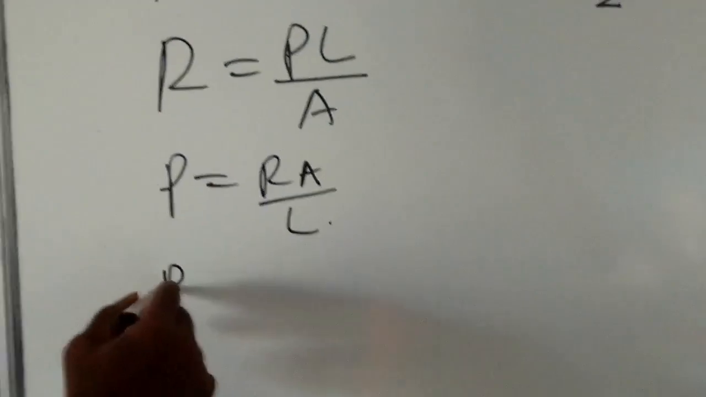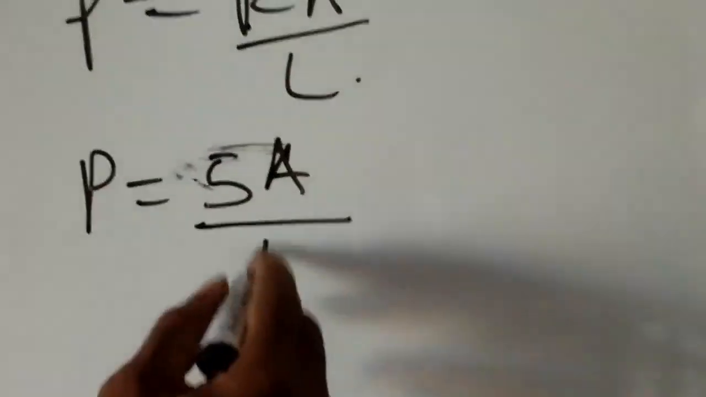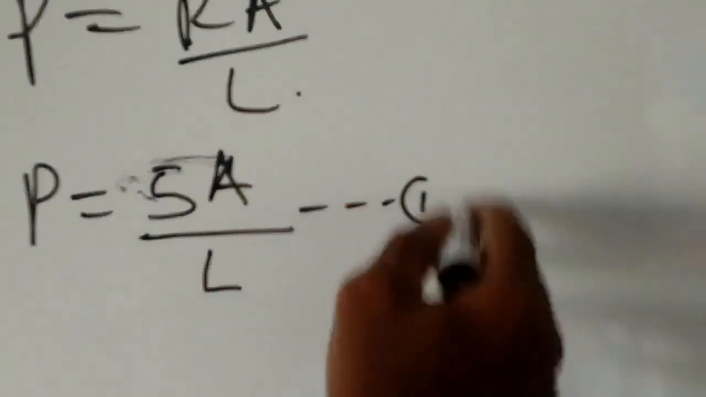Rho, or as I want to call it P, equals the value of our resistance in this first condition, which is 5. Our area is taken as A. Our length is L. We call this equation 1.